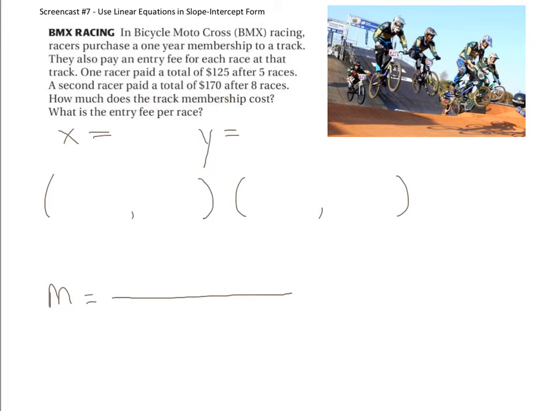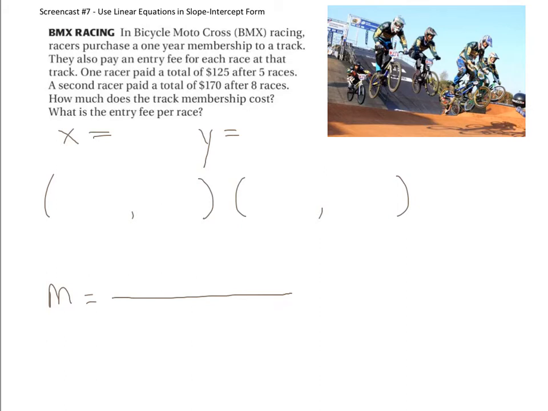2 questions we need to answer. The first one being, how much does the track membership cost? And what is the entry fee per race? We're going to answer both questions separately, but we're going to use, that's right, a linear equation in slope-intercept form to solve them. So let's start with one of those questions. But before we choose which one, let's organize the information that is being given to us.